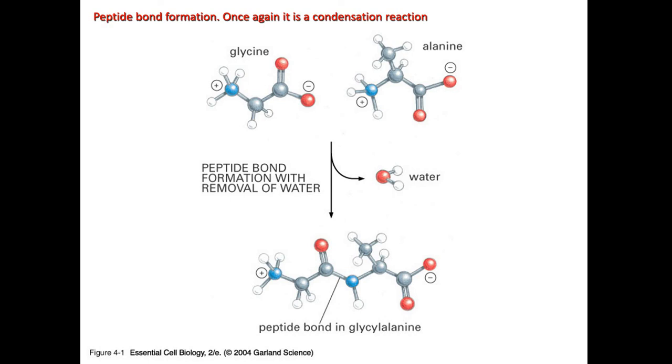Peptide bond formation. There is a peptide bond formation between 2 amino acids. Here you can see these are the 2 amino acids, glycine and alanine, and there is a peptide bond formation between these 2 amino acids. One amino acid contains an NH2 group, another amino acid contains a carboxylic group, that is negatively charged. After peptide bond formation, water is released.